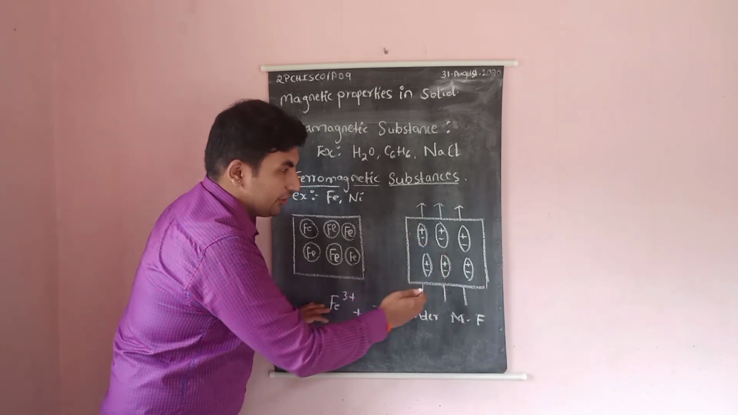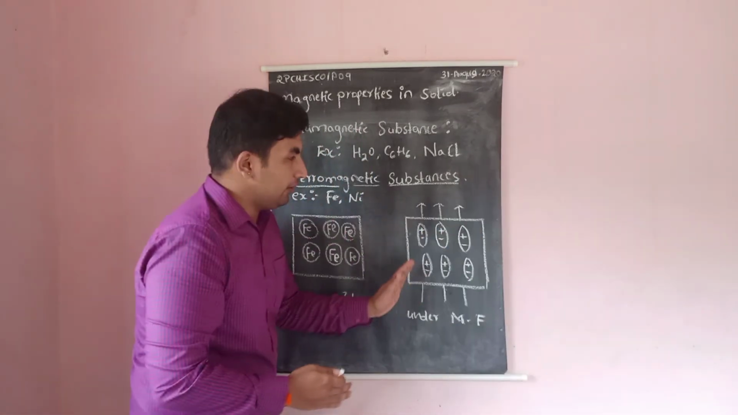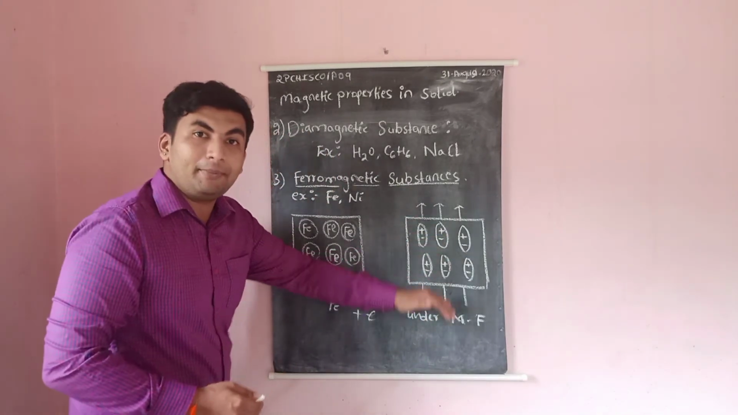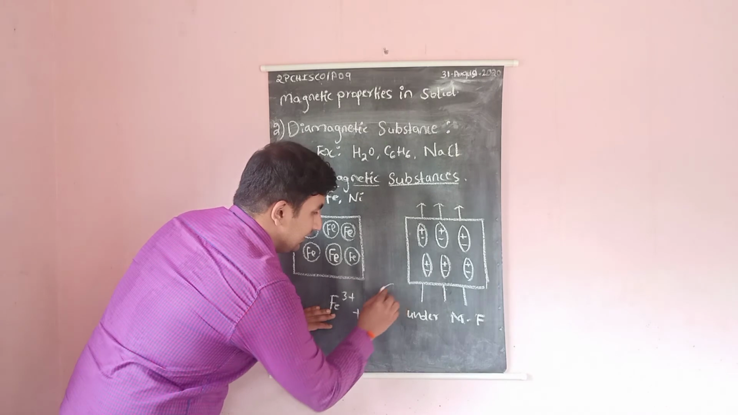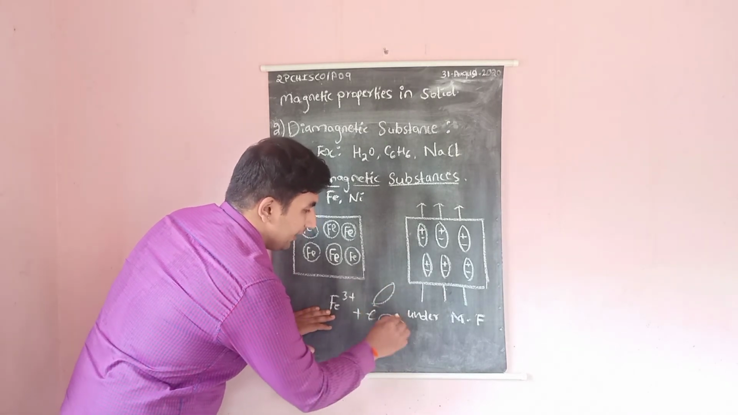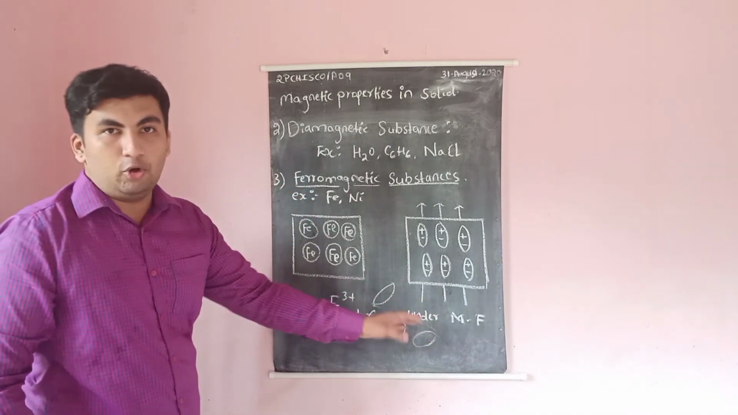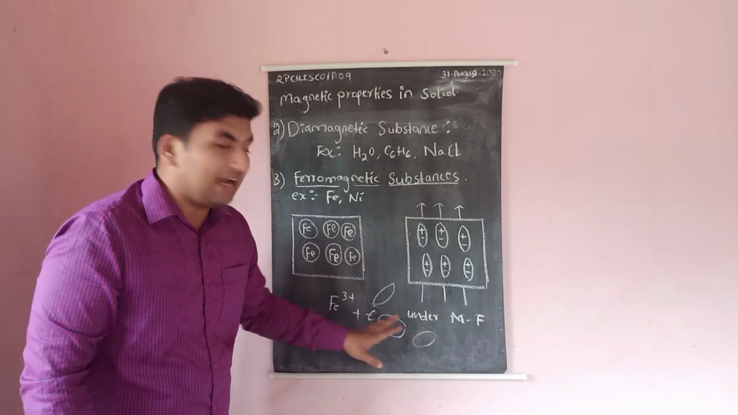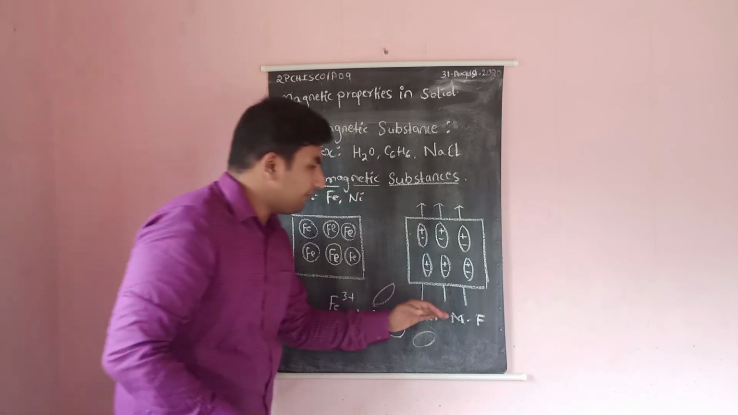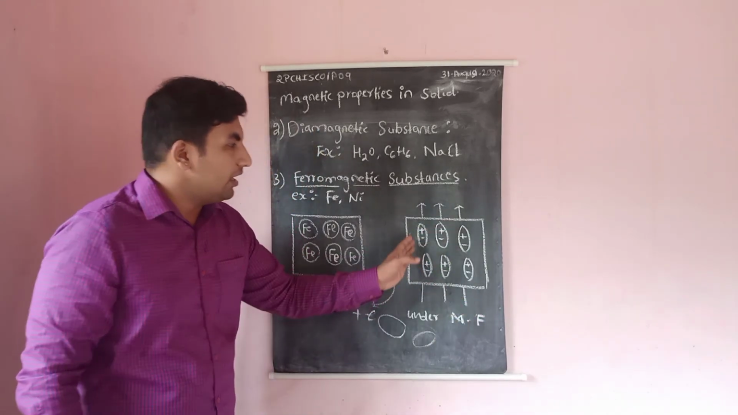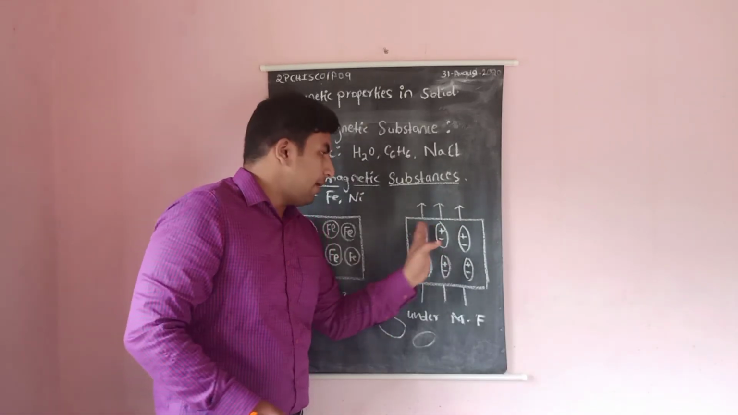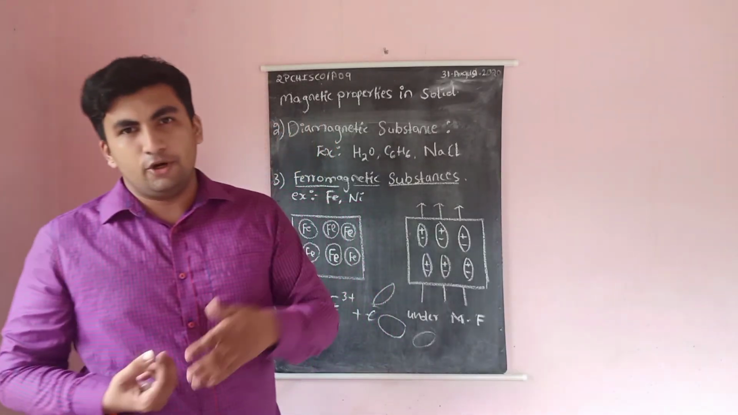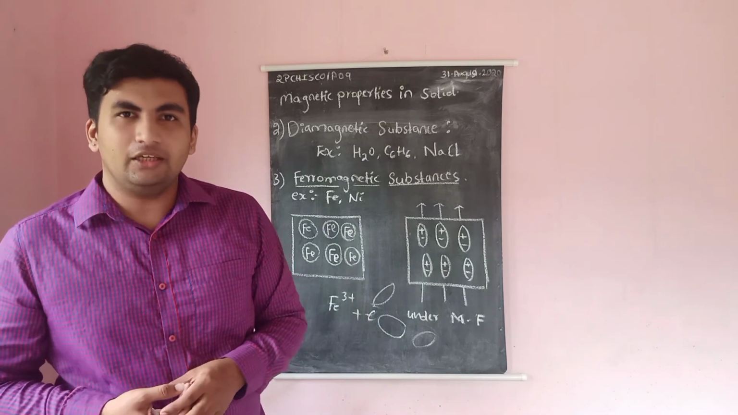These are arranged in a parallel direction when the magnetic field is applied. Before applying the magnetic field, these domains are arranged in a random way. The order of arrangement is random before applying the magnetic field. After applying the magnetic field, these are arranged in a parallel direction and give a strong attraction towards the magnetic field.